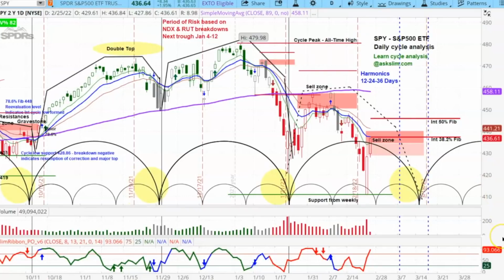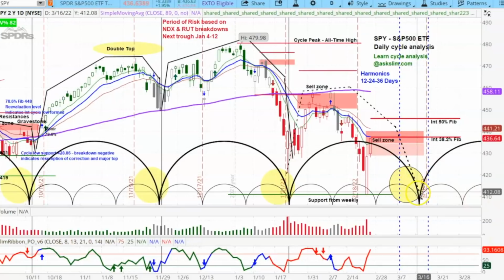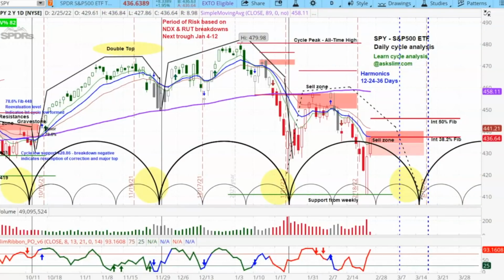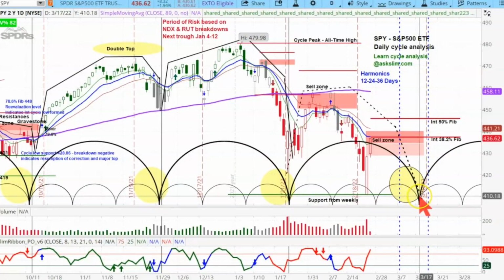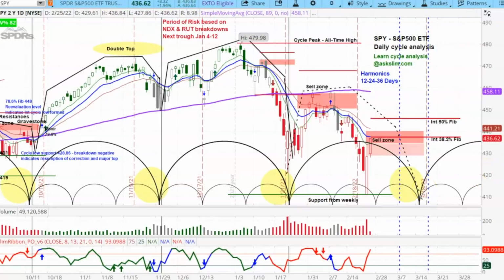And here is the one with the full analysis on there and the projection, which takes you to a test or lower of this low that we made here 2 days ago, sometime out into this second to third week of March is the way that aligns.